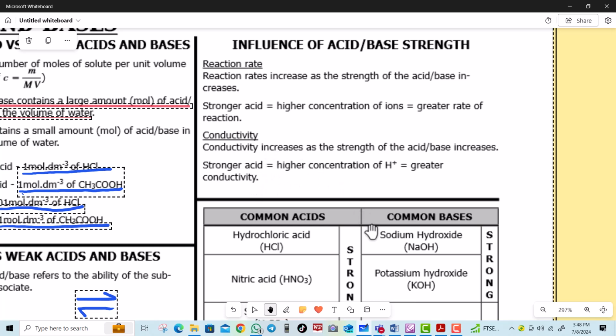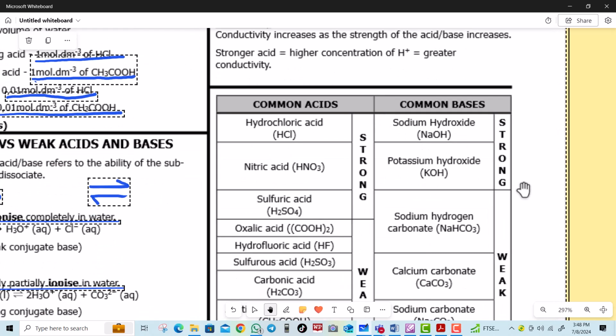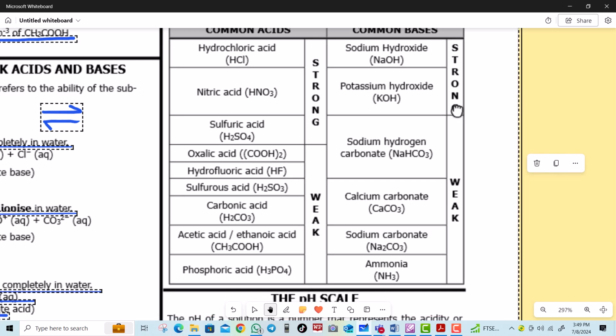These are the common acids which you must know. You must know how to write their formulas as well. Number one, hydrochloric acid, then nitric acid and sulfuric acid. These are strong acids. Then for the bases, we have sodium hydroxide and potassium hydroxide. These are strong bases.